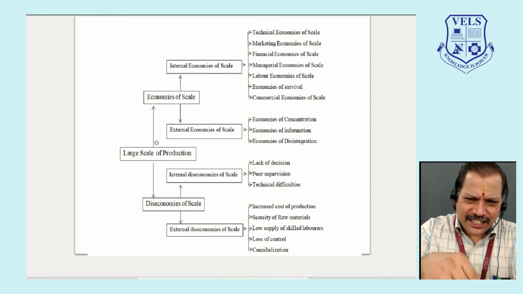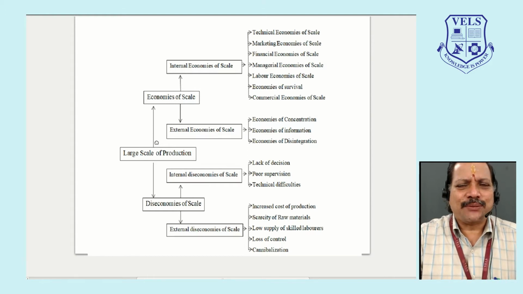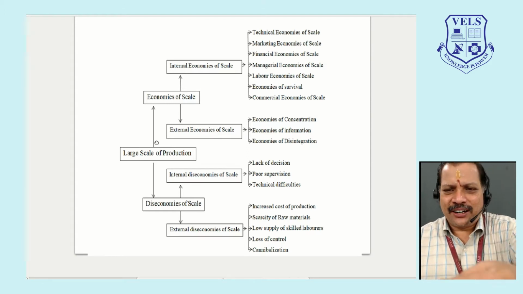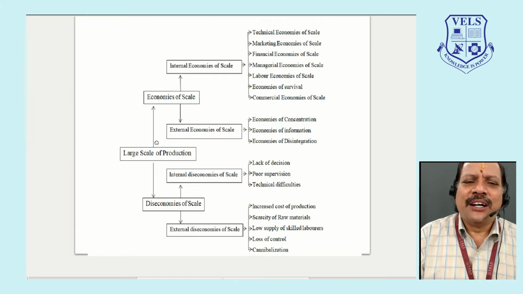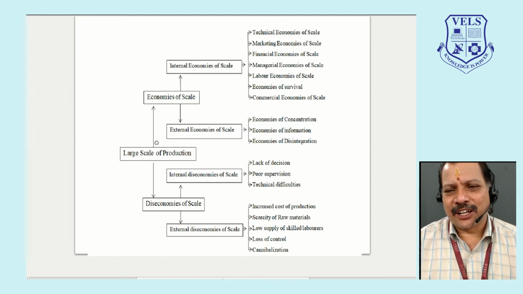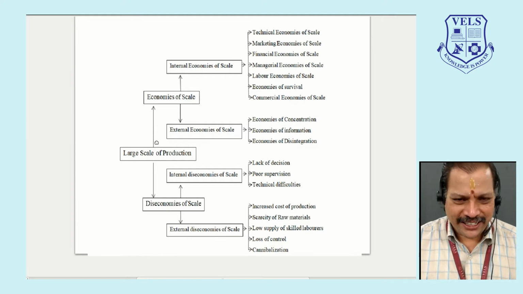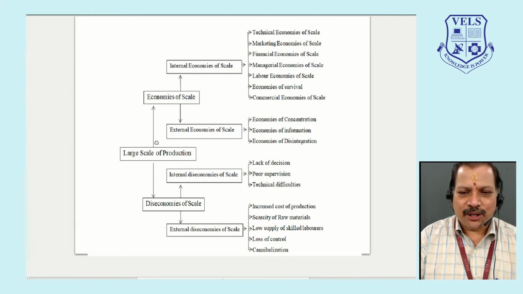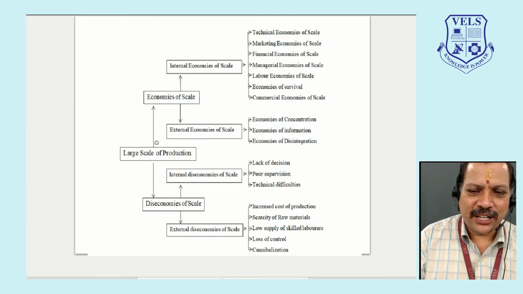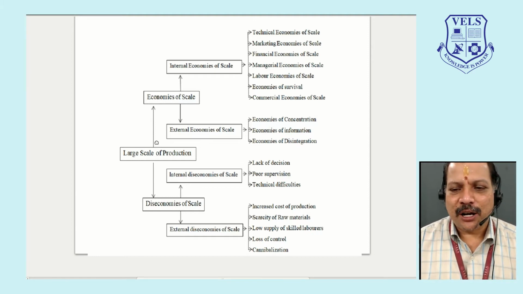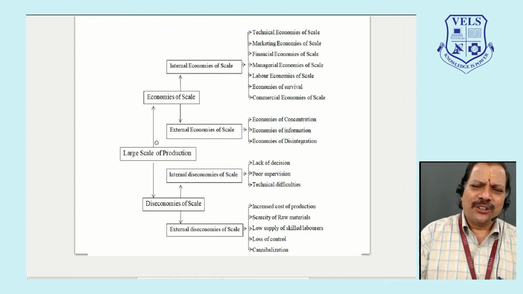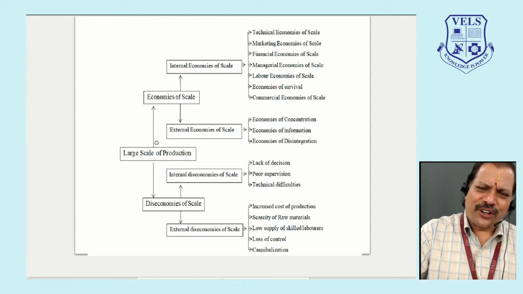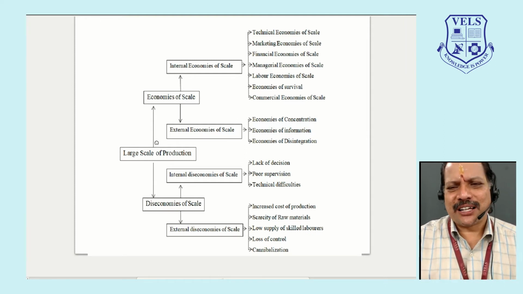This internal economies of scale has different types. The following are some of the types of internal economies of scale: technical economies of scale, marketing economies of scale, financial economies of scale, managerial economies of scale, labor economies of scale, economies of survival, commercial economies of scale. So there is a list of additional advantages because of the large scale.